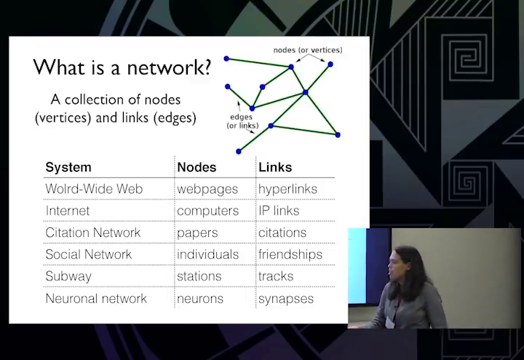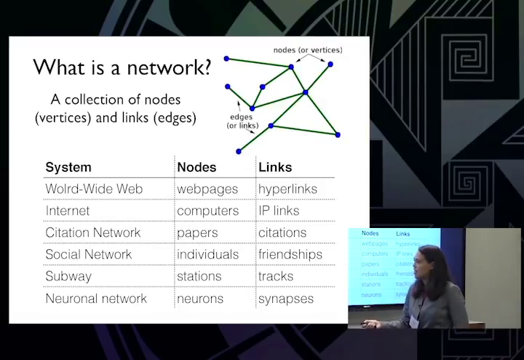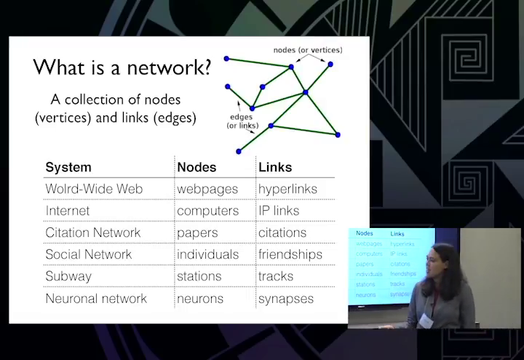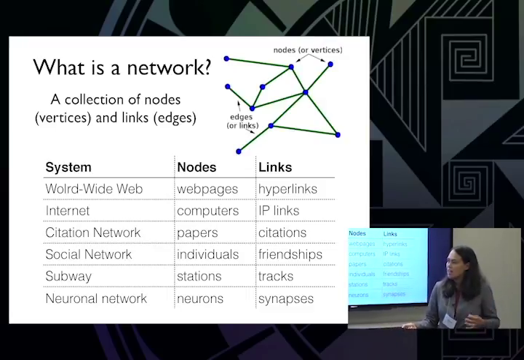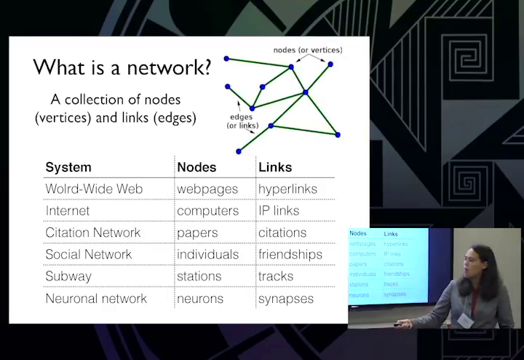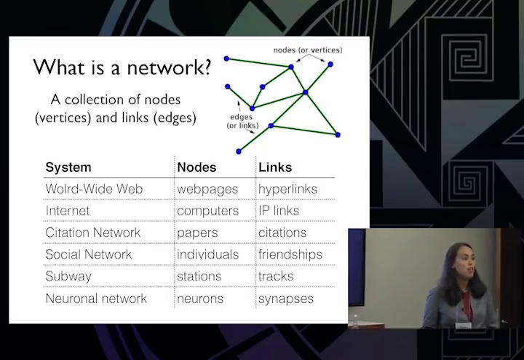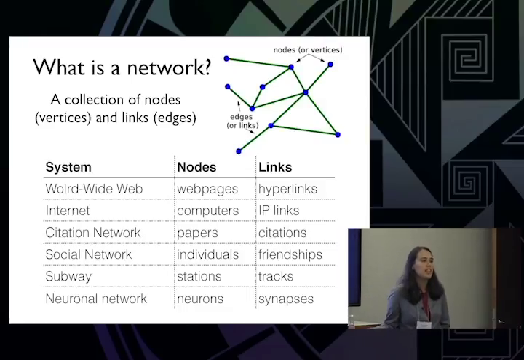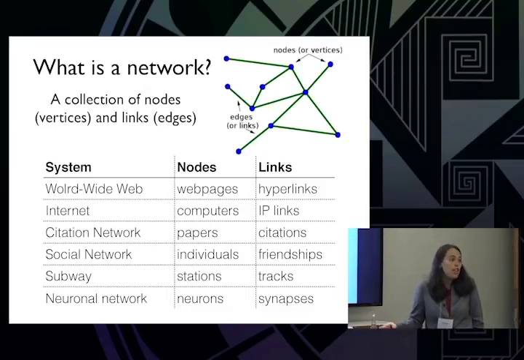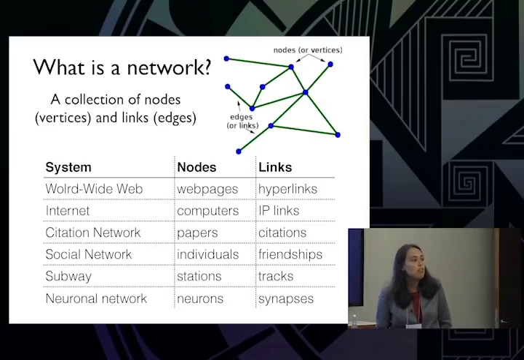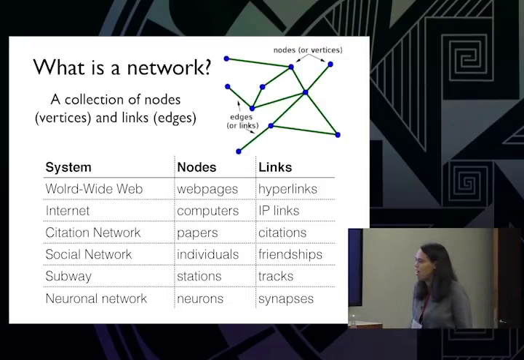The internet, I mentioned that one earlier. The nodes are computers. The links are these IP links. Citation networks. This comes up in a lot of different contexts. It's actually quite like the World Wide Web. So here the nodes are papers and the links are citations. You can think of Supreme Court citation networks where the nodes are cases and the links are citations between cases. Social network, we talked about that before. The nodes can be individuals, the links can be friendships, business relationships. You can classify the links in different ways.